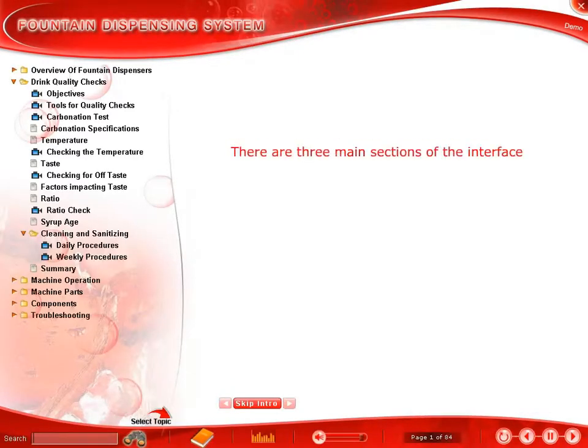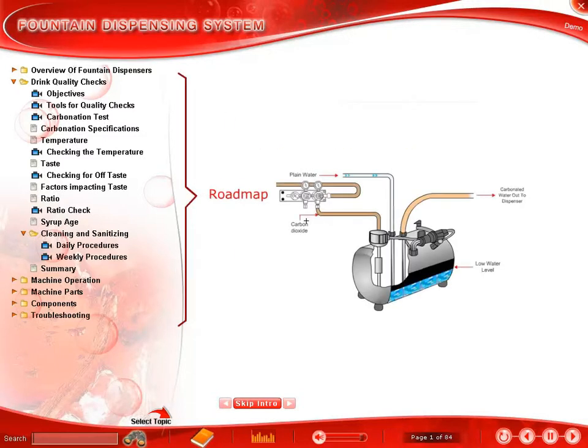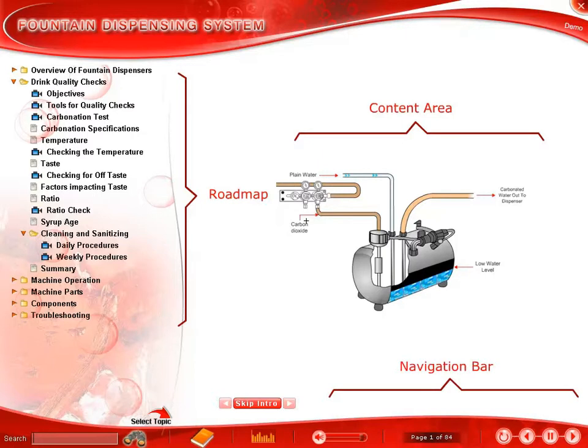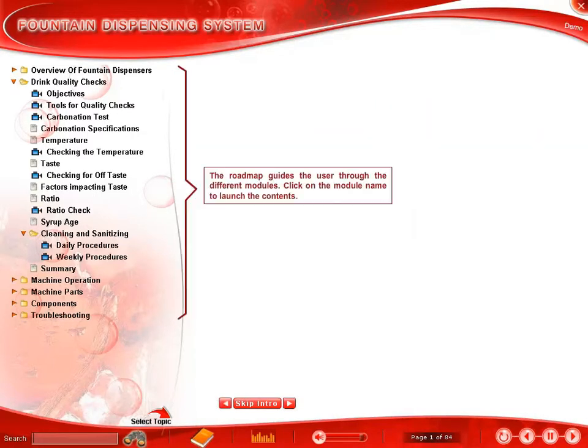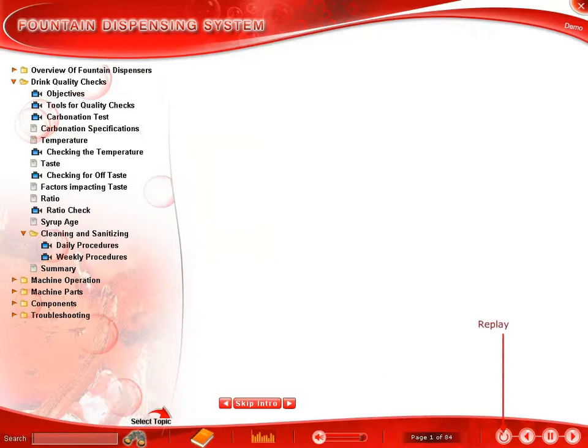There are three main sections of the interface, namely Roadmap, Content Area and Navigation Bar. Roadmap. The roadmap guides the user through the different modules. Click on the module name to launch the contents. The navigation bar provides slide-level controls.